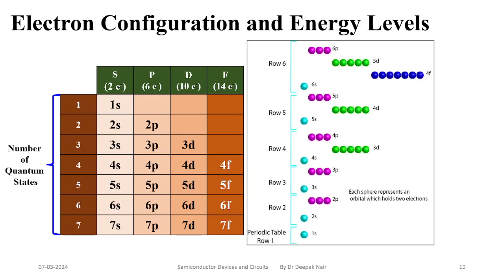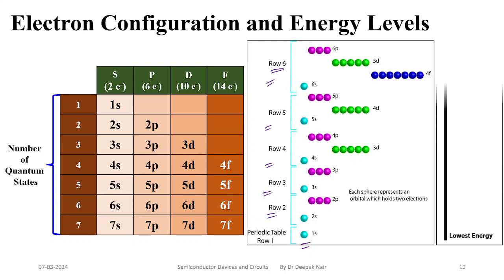Now, let's talk about the energies associated with them. Remember, energies are in quantum states, so first, they are discrete. Second, they are given by the quantum numbers 1, 2, 3, 4, 5, 6, 7 and so on. In each row, we have these energy levels. So the higher the energy level, the higher the row, or the higher the orbit in which the electrons will be situated.